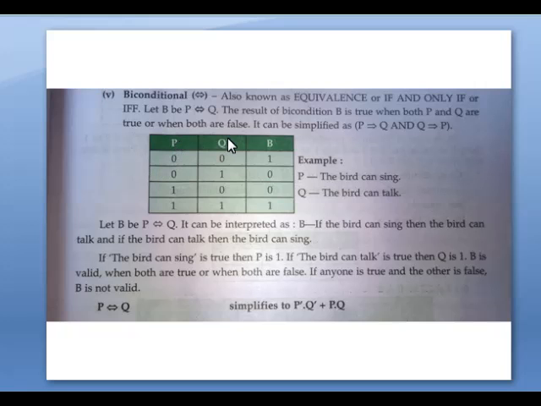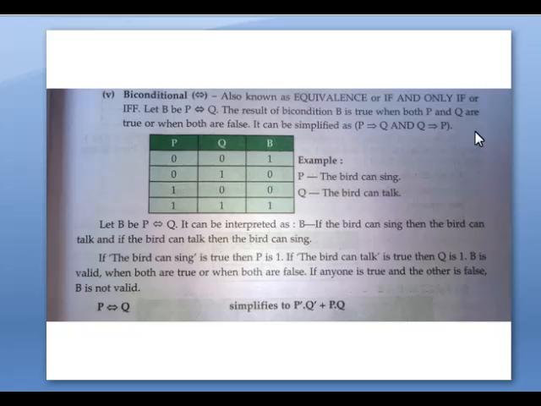If P and Q are false, then the output is 1. If P and Q are true, then also the output is 1. If one statement is true and the other is false, the output is false. So the result of biconditional B is true when both P and Q are true or when both are false. It can be simplified as P implies Q and Q implies P.